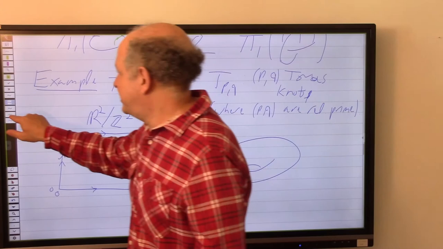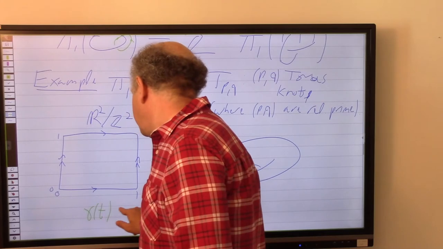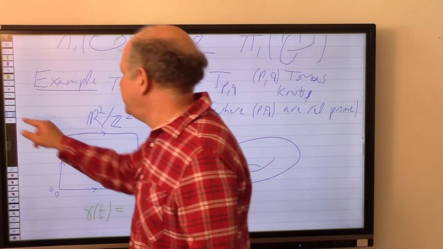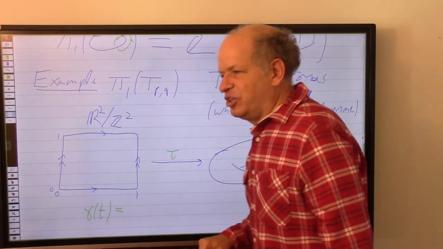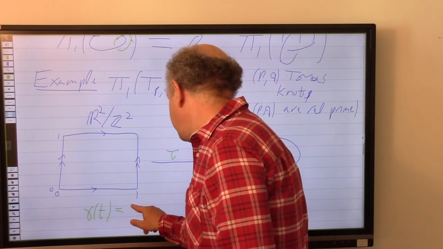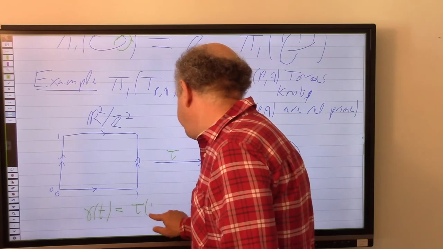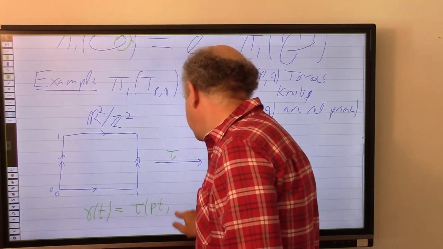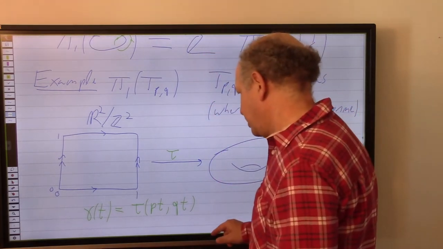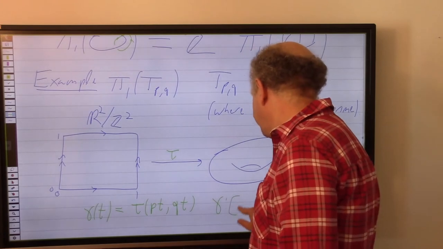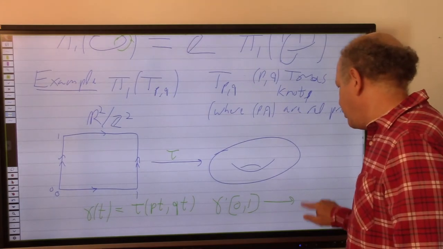Now consider the curve gamma of t. Let's call this embedding tau. So gamma of t will be tau of (p times t, q times t). And gamma is a map from the interval from 0 to 1 into R3.